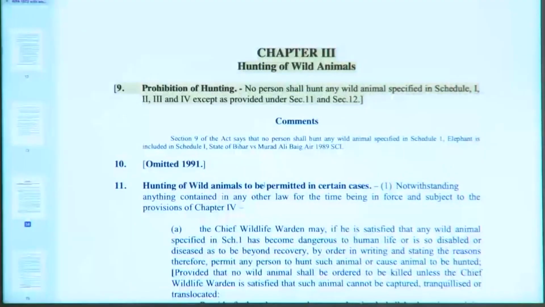Then we have prohibition of hunting under section 9. So, in this case we have a prohibition of hunting, there is not a ban on hunting. So, basically you cannot do hunting unless otherwise permitted as per section 11 or section 12.